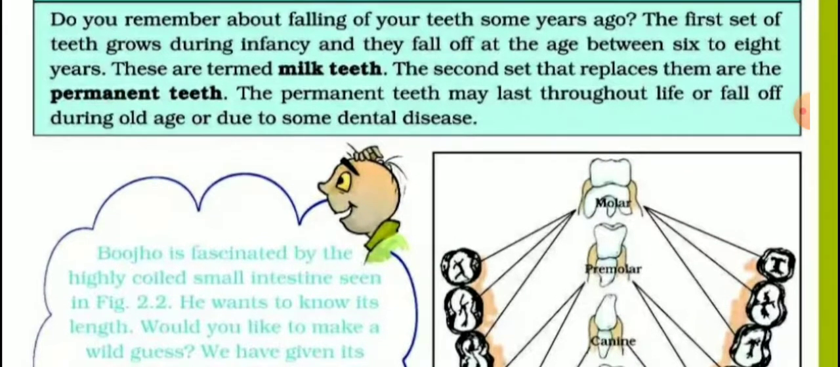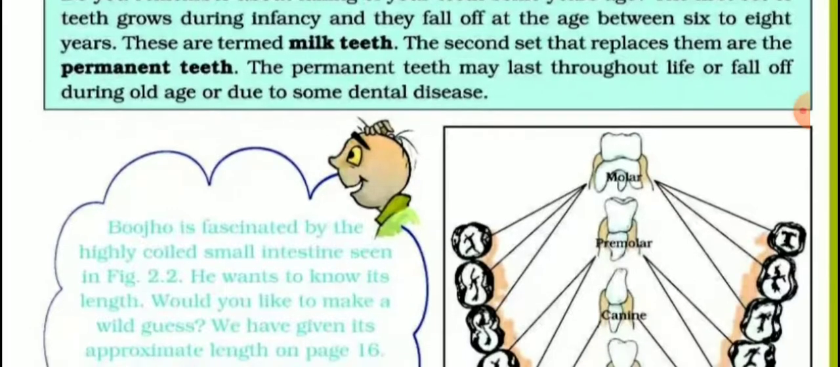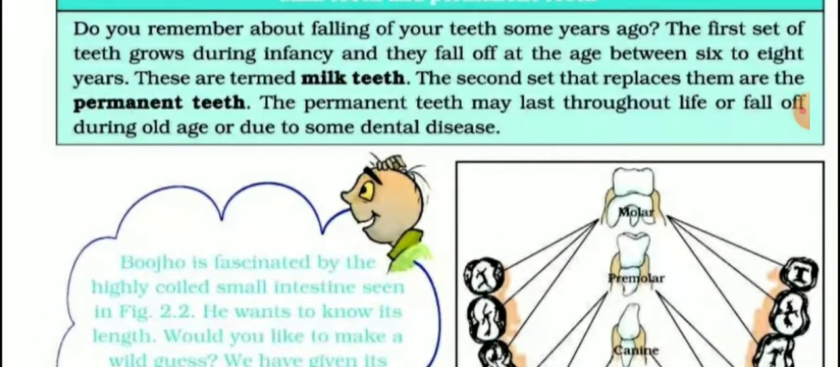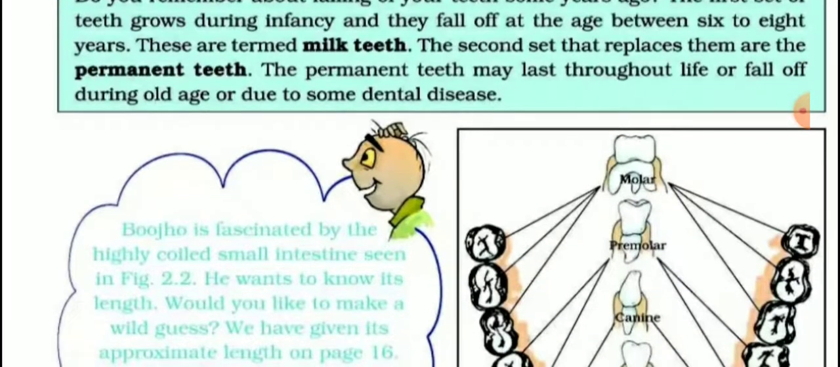The second set of teeth replaces the first. The first set of teeth are milk teeth. The second set of teeth are the permanent teeth. The permanent teeth may last throughout life or fall off during old age or due to some dental diseases.